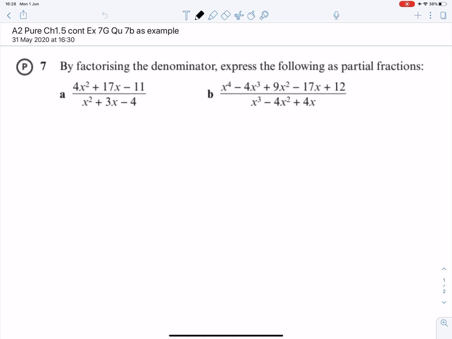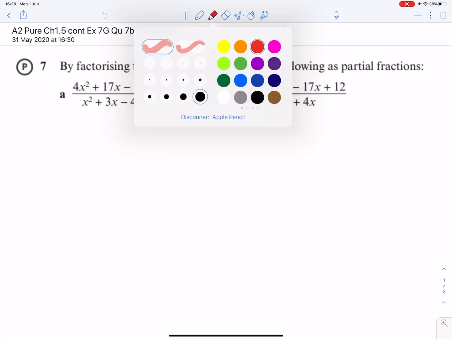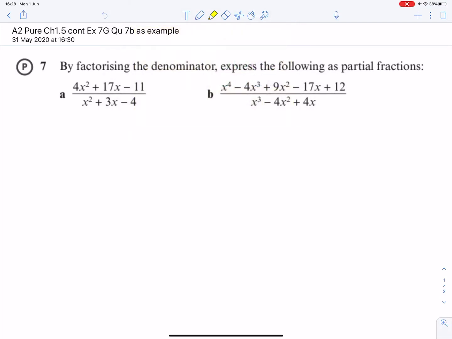So here I go with an extra example on writing something as partial fractions, and we're just going to take question 7b from exercise 1G from the textbook. So here we go. Have a go and just check that you start in the right way before you finish it off.